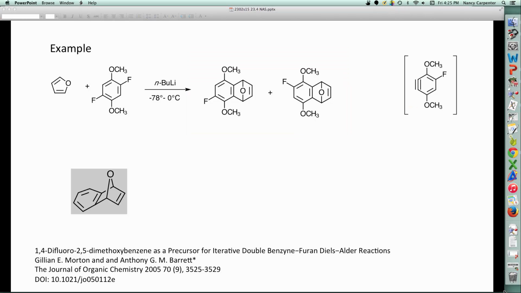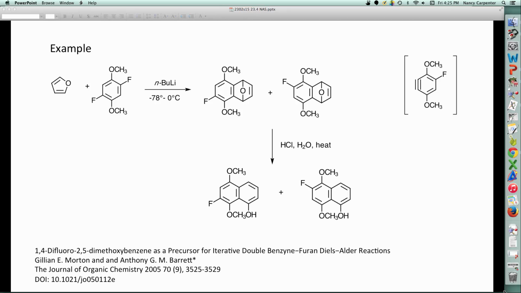The gray box on the lower left is a better depiction of what this really looks like. Pretty strained, not the happiest molecule in the world, and you can treat that with HCl and water to break that very highly strained ether, and that gets converted into these two regioisomeric phenols. Pretty amazingly cool stuff. Okay, so that's enough.